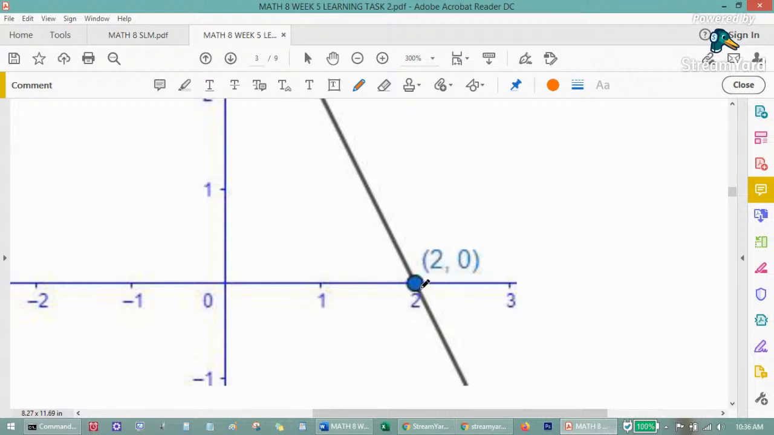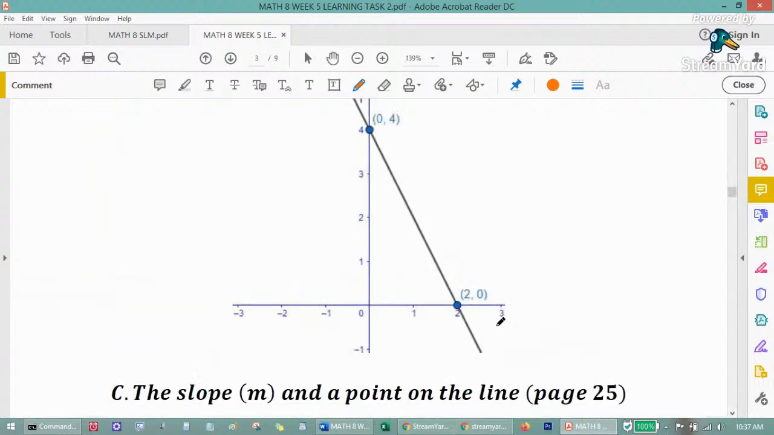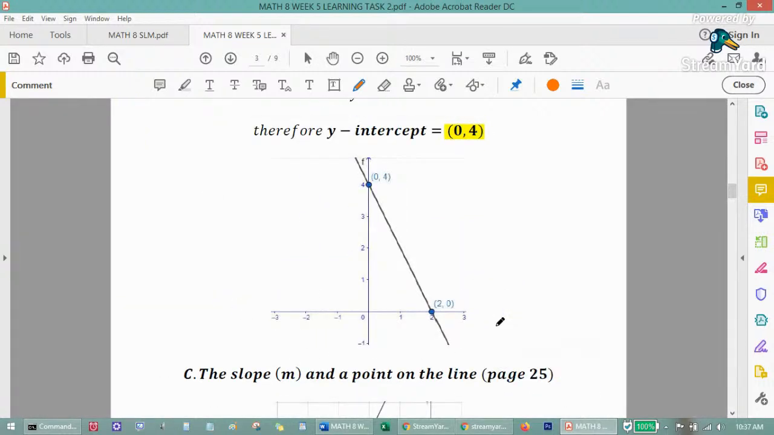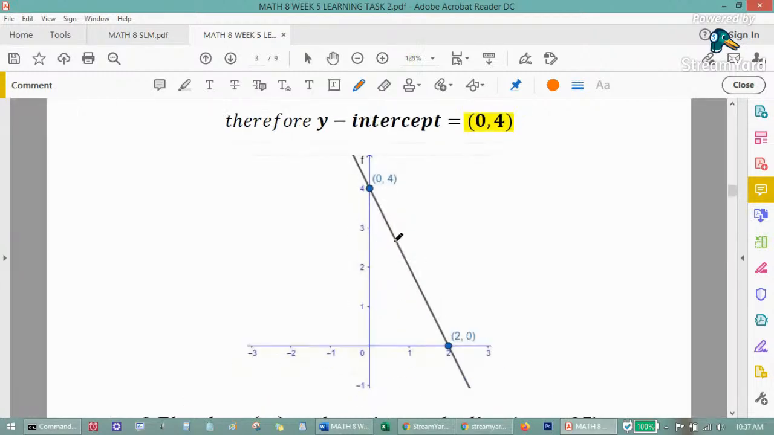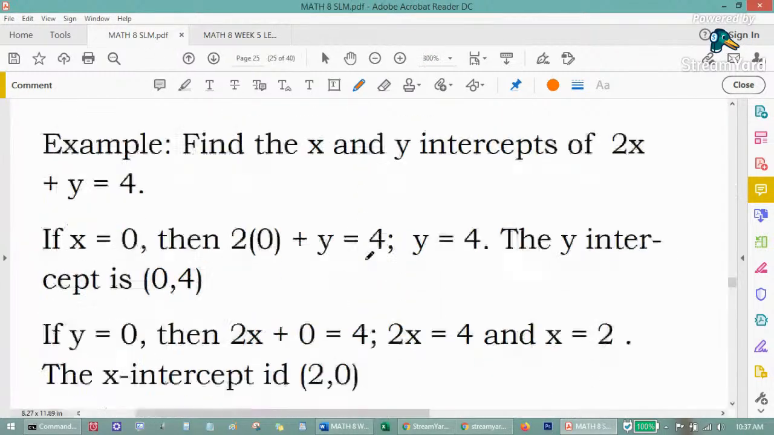So, nakatapat siya sa 2 ng x. Ito yung 1 ng x. Ito yung 2 ng x. And then, nakatapat siya sa 0 ng y. Ito yung zero ng y. So, ito yung (2, 0). Okay? So, that's the graph. That's the graph for this example.